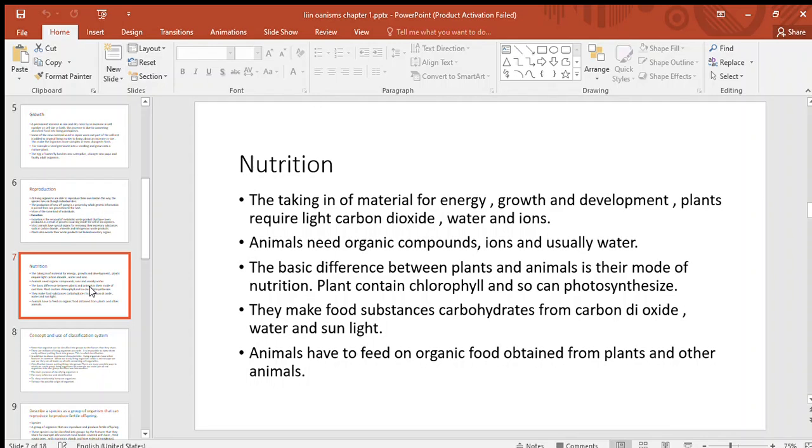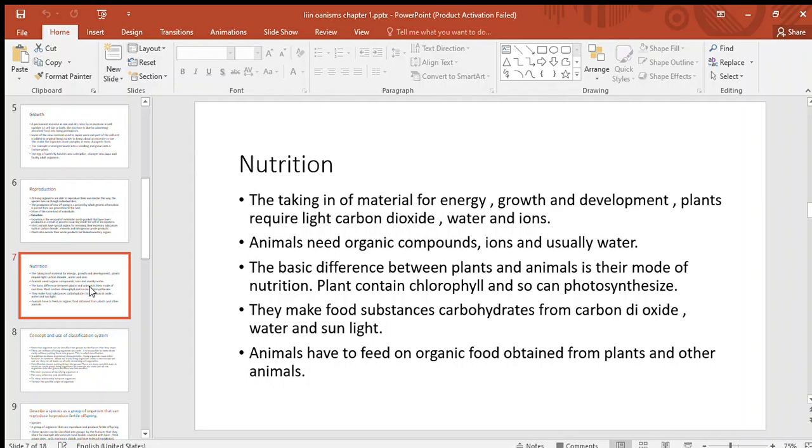Nutrition is the taking in of material for energy, growth and development. Plants require light, carbon dioxide, water and ions to make their food by photosynthesis. They are not dependent on others for their food. Animals need organic compounds, ions and usually water. The basic difference between plants and animals is their mode of nutrition.